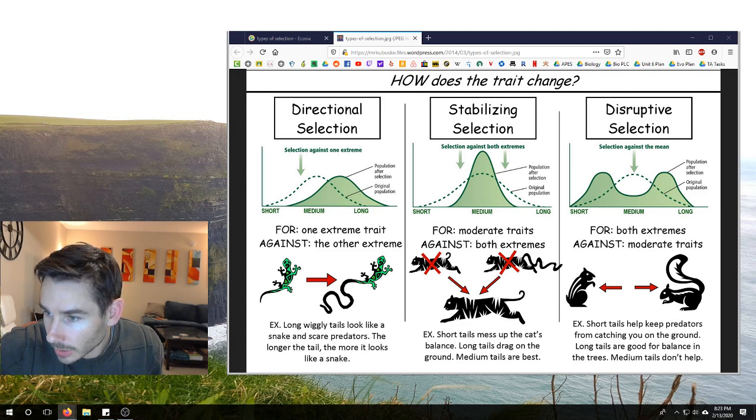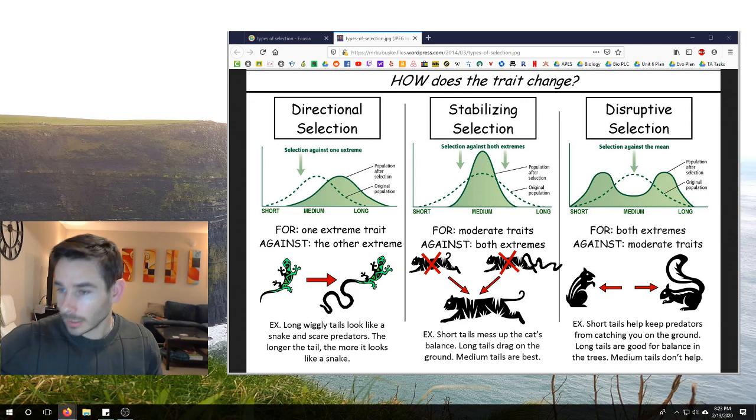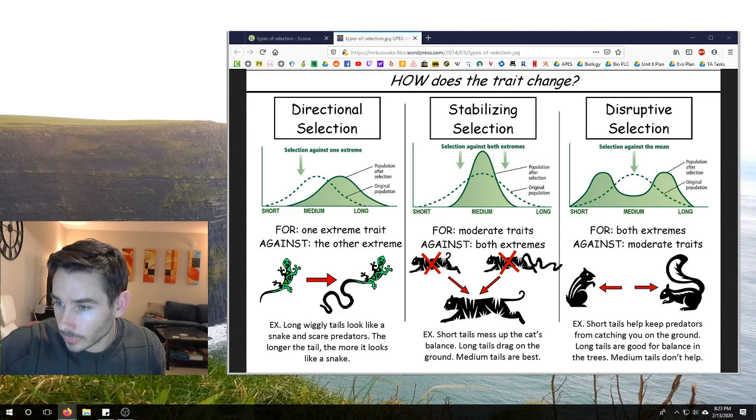Maggie, directional is like when the finches get bigger because of natural selection. Nice, I like that example, Maggie. I like that you're bringing in examples from things that we've seen. And disruptive is the most common cause of speciation. Speciation is the opposite of stabilizing. Stabilizing selection is when the mean of the population does well. Nice, yeah, that's a good summary.